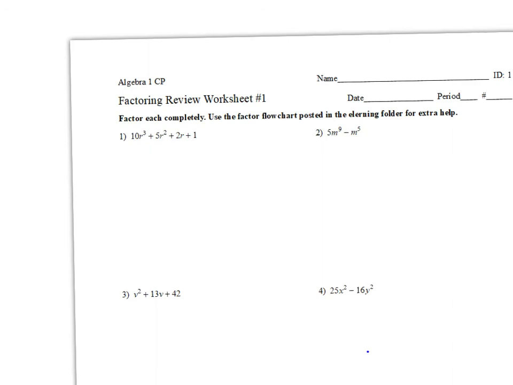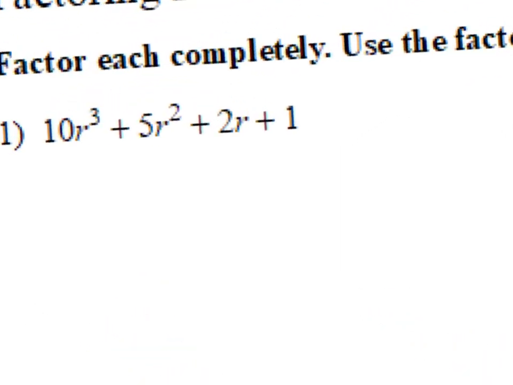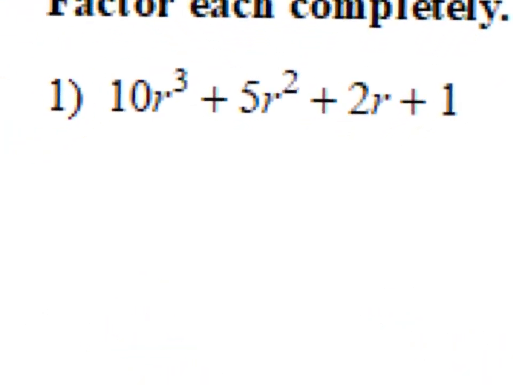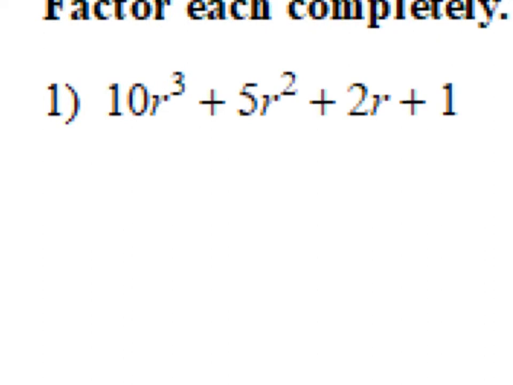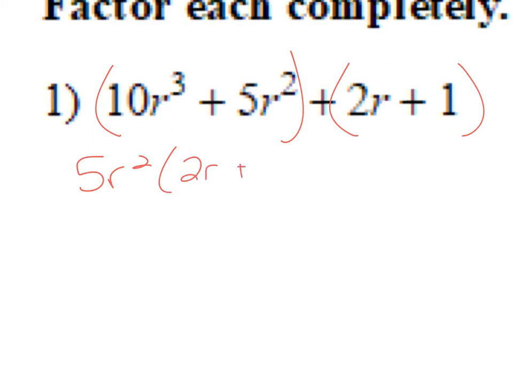Okay, this is the answer key for the factoring review worksheet number 1. On this first one here, we've got 4-term grouping. On 4-term grouping, we're going to go ahead and group it off after looking for the GCF, no GCF. So on this first one here, I'm going to pull out a 5r squared and get 2r plus 1.